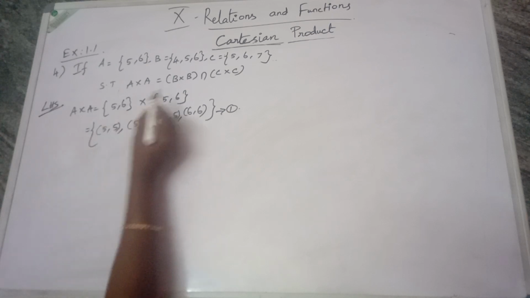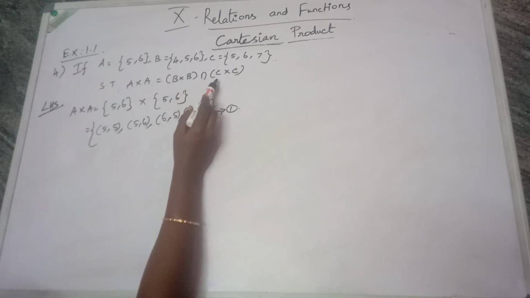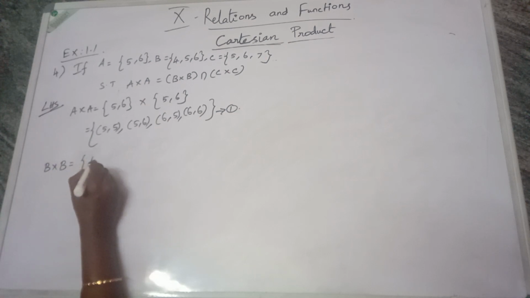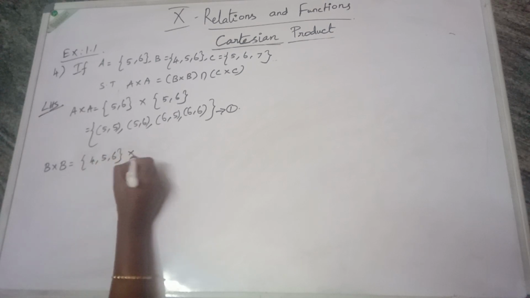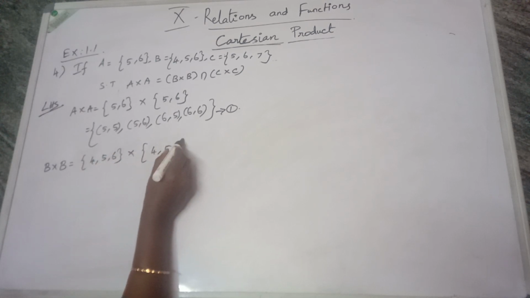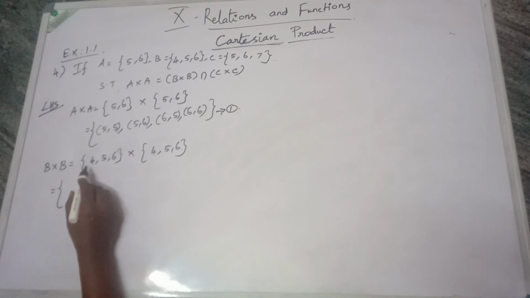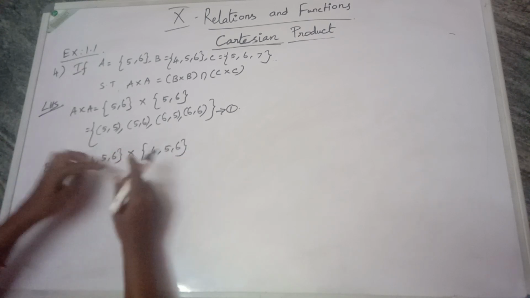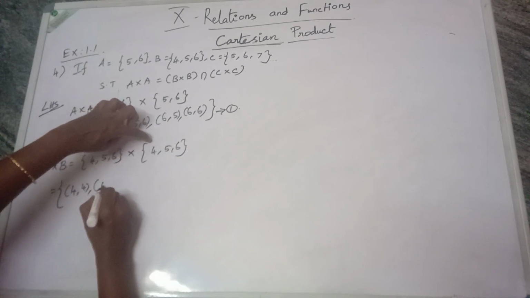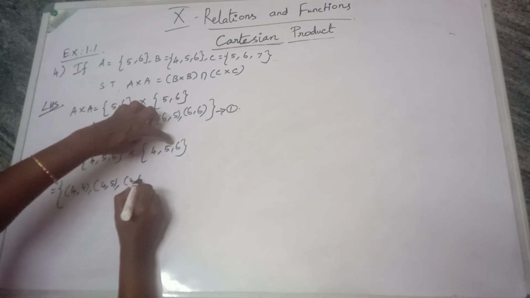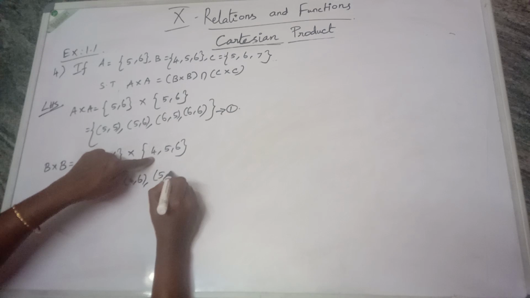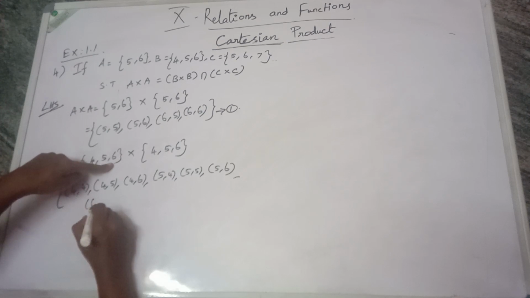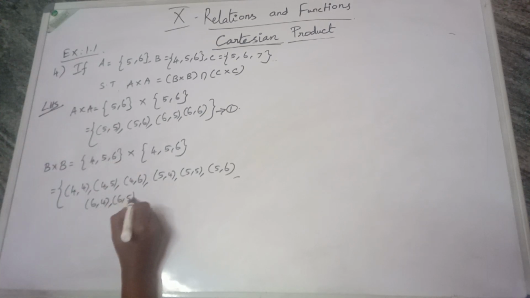And then the right hand side, B cross B and C cross C, is inside the bracket. So we have to find those first. B cross B: the set B, we write {4, 5, 6} cross again the same set {4, 5, 6}. Now we have to write the Cartesian product. Here we take the first element and make ordered pairs with the elements of the second set. So (4, 4), (4, 5), (4, 6). And then take the second element: (5, 4), (5, 5), (5, 6). And then the third element: (6, 4), (6, 5) and (6, 6).